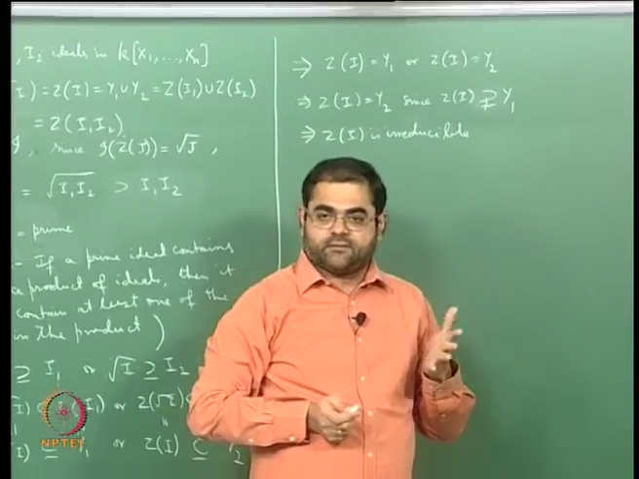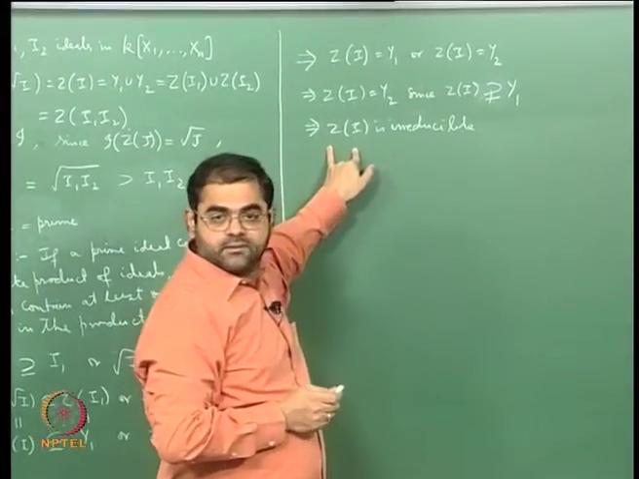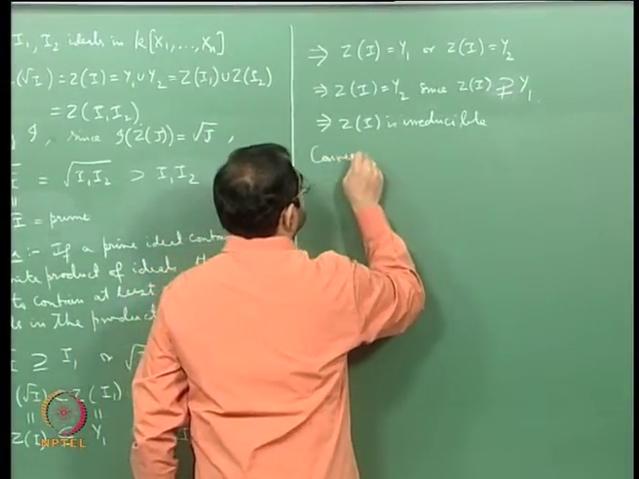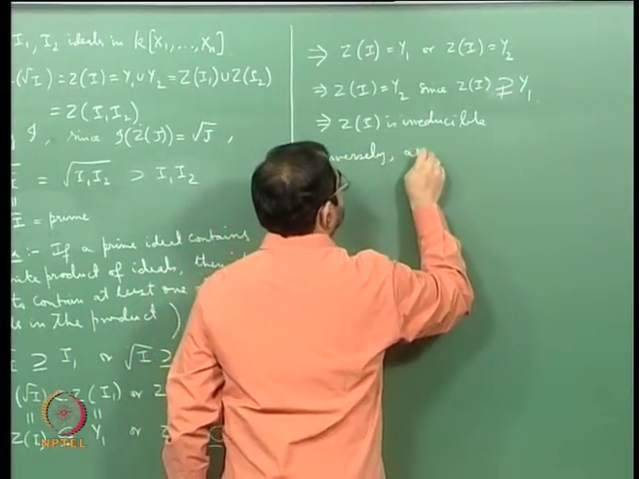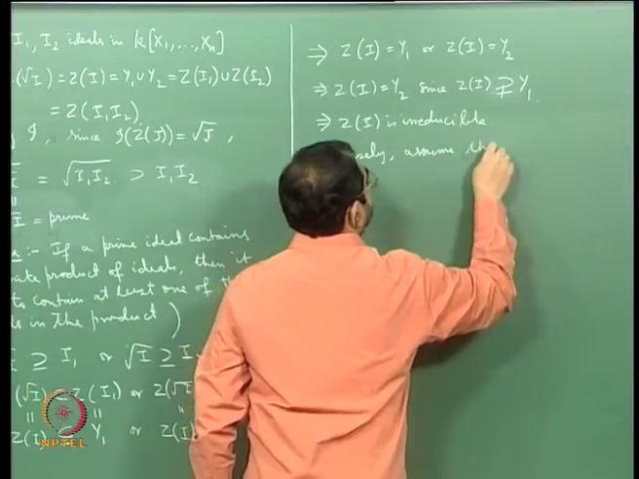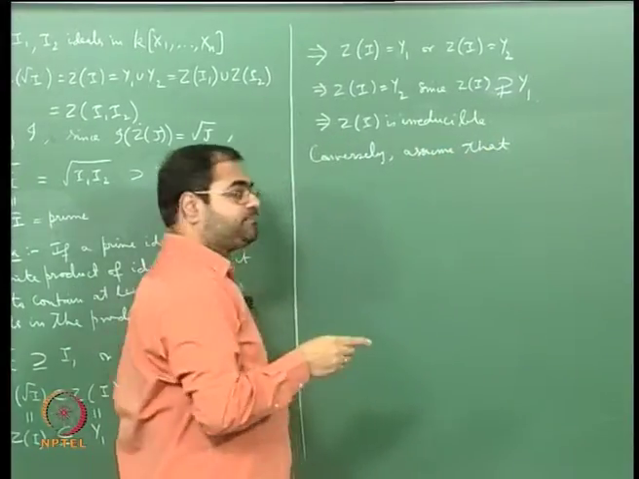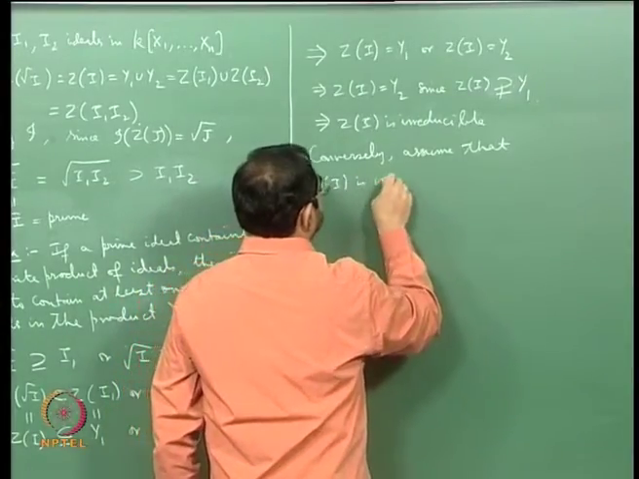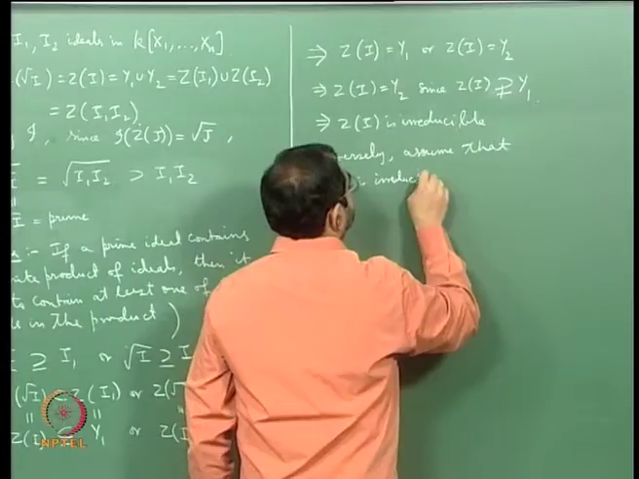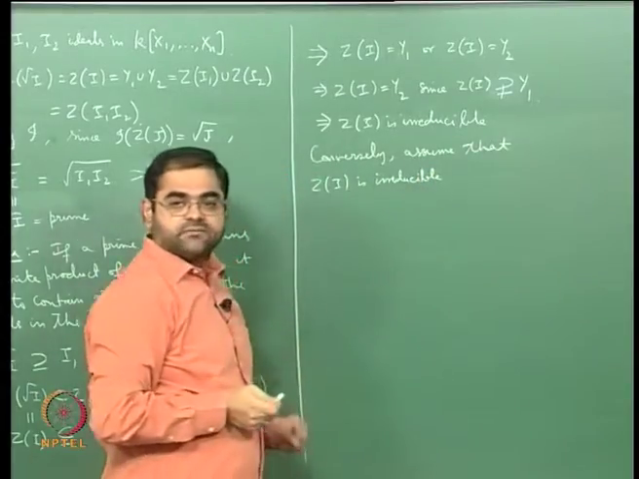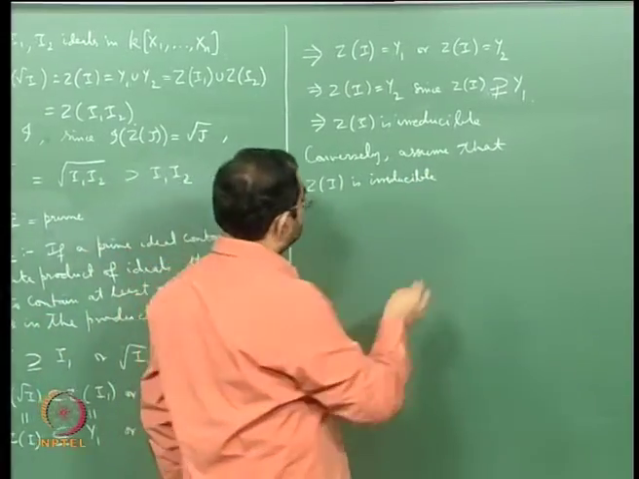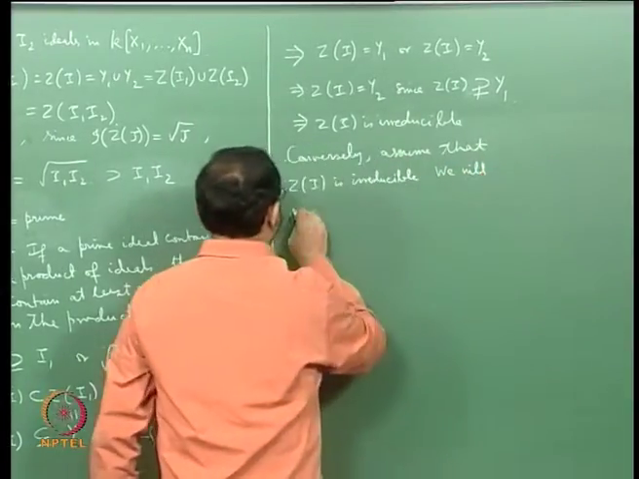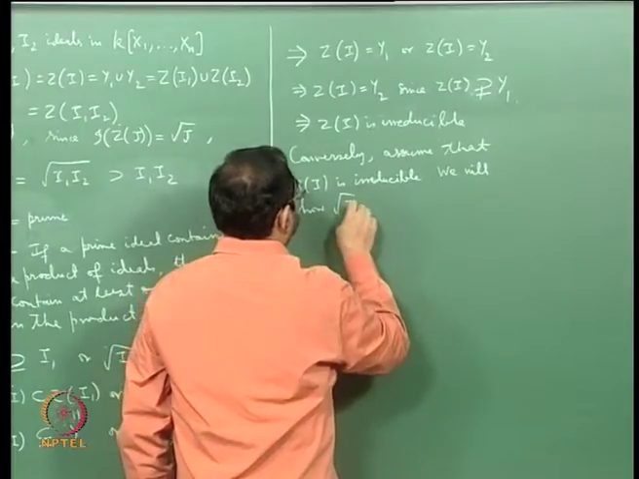Now we will do the other way. We will assume Z of I is irreducible and show that rad I is prime, okay. So conversely, assume that Z of I is irreducible; we will show rad I is prime.